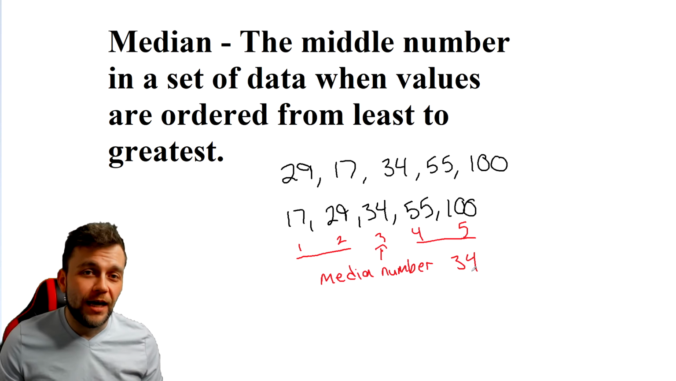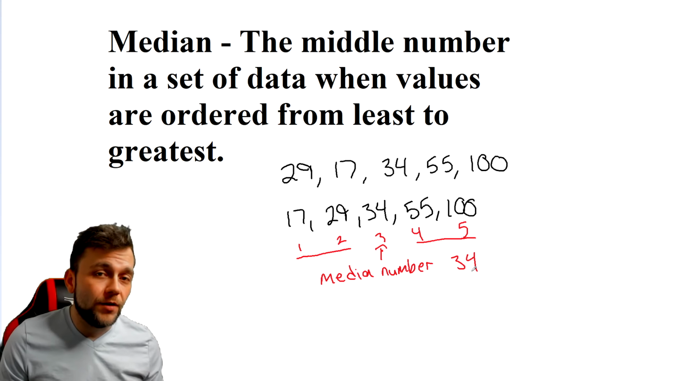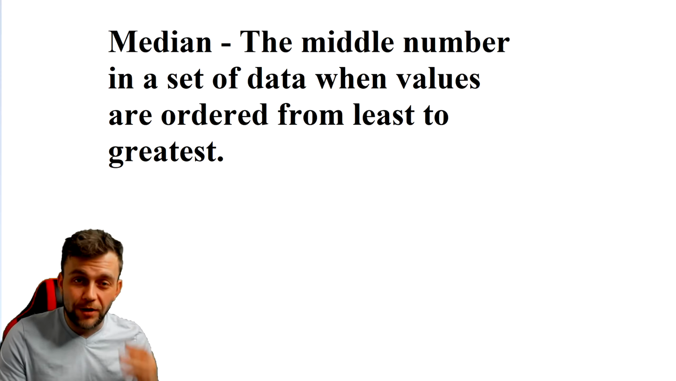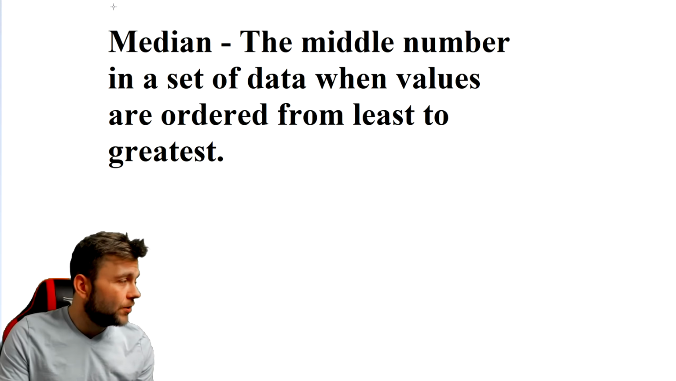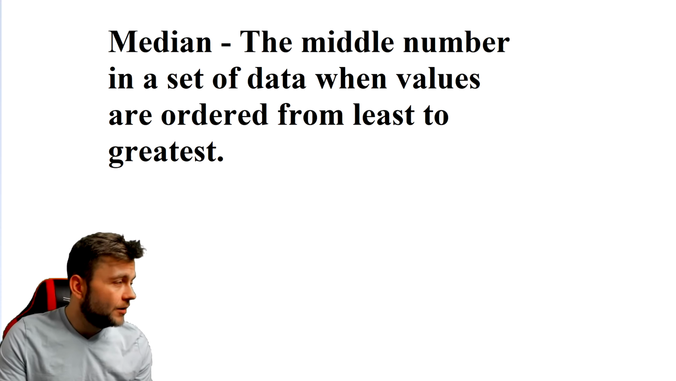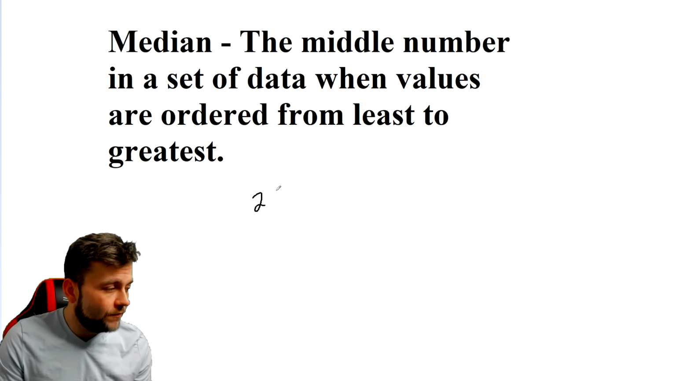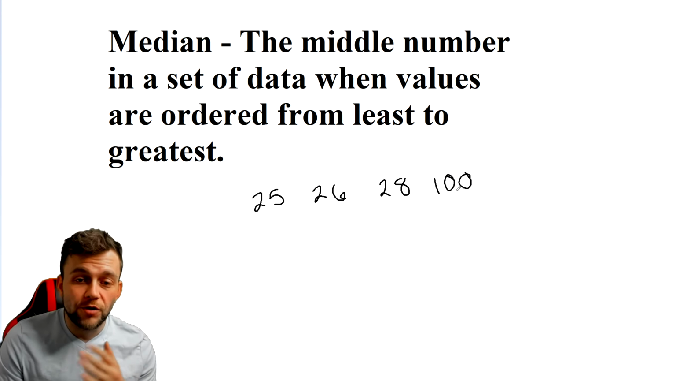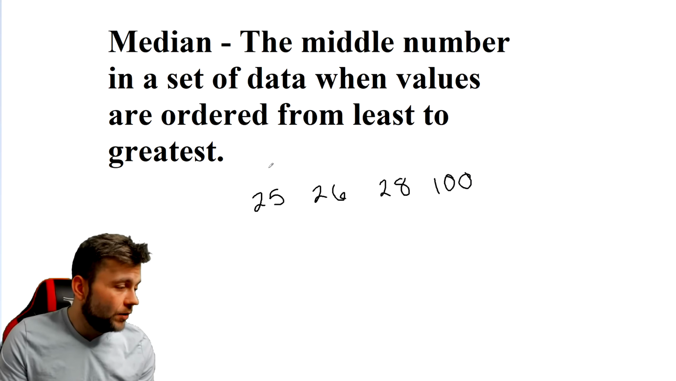Let's take a look at what happens if we have an even data set. We have an even amount of numbers in our data set. So we'll just make up another data set. I'm just making this up on the fly from my head. Let's go with 25, 26, 28, and 100. And I listed them in order so we don't have to redo them. But if you notice, we only have 4 numbers in our data set.